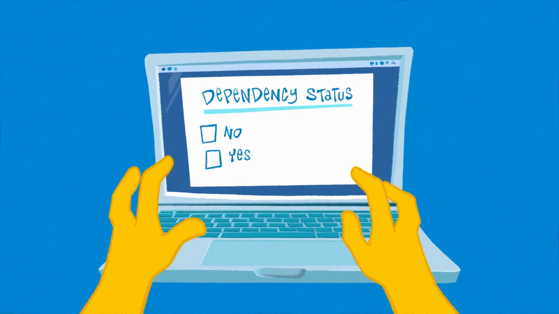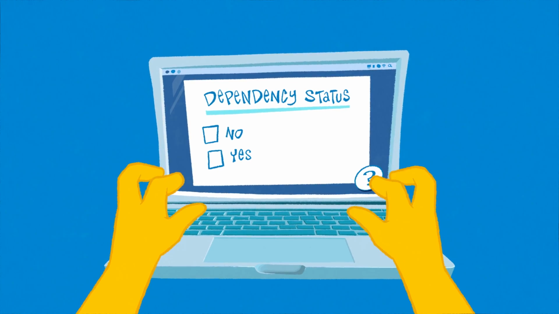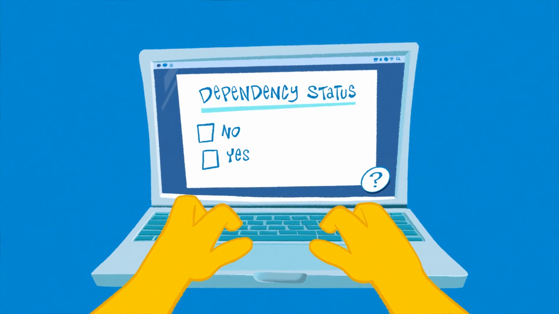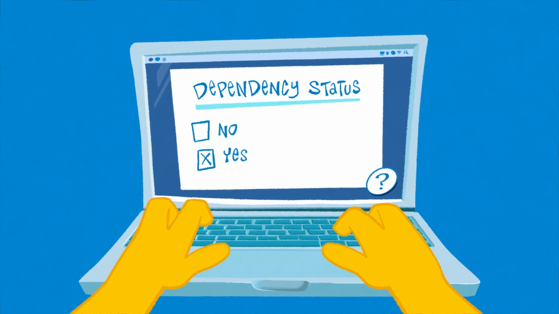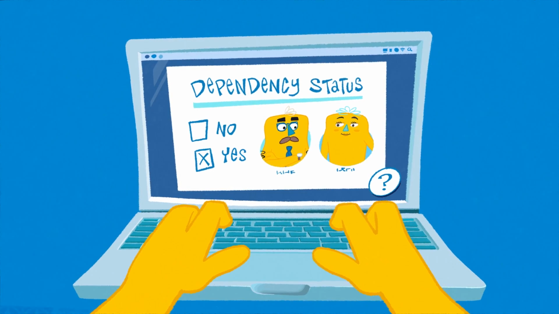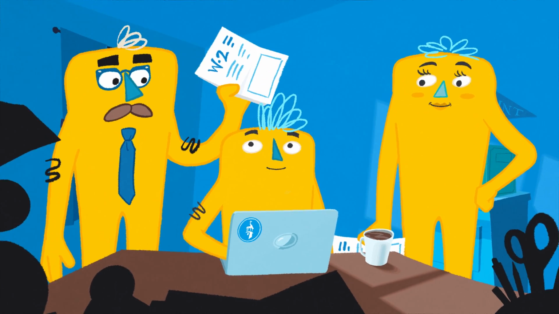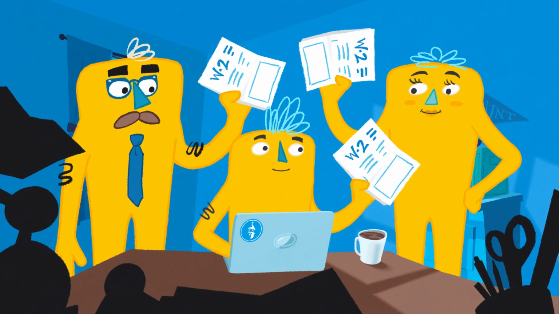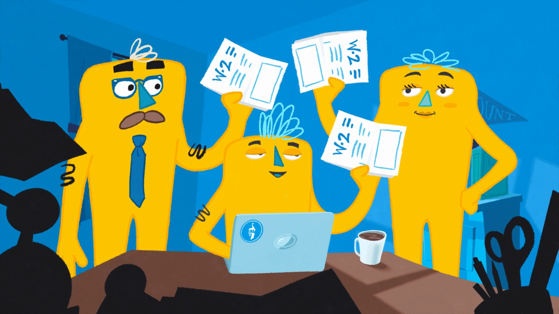Next up are some questions about your dependency status. This part is a bit technical, but are you under 24? Then yeah, you're probably a dependent, which just means FAFSA needs some extra info about your parents. Finally, you will be asked to enter in financial information for your parents and for yourself. This is where you'll need the documents you've gathered.